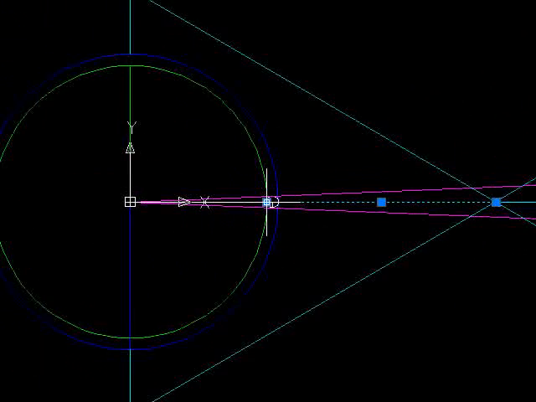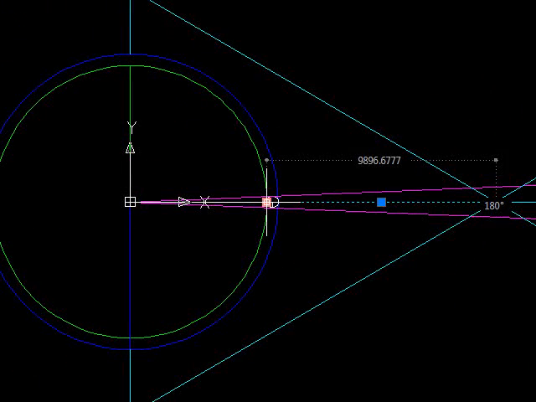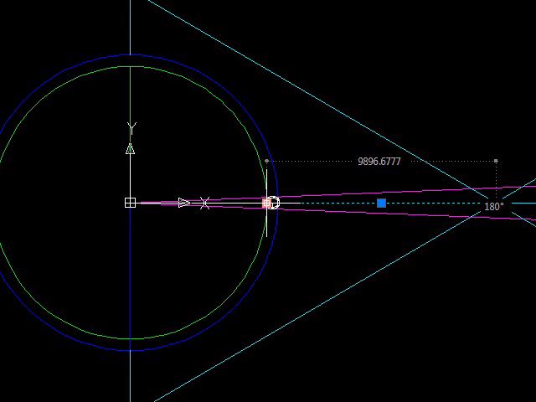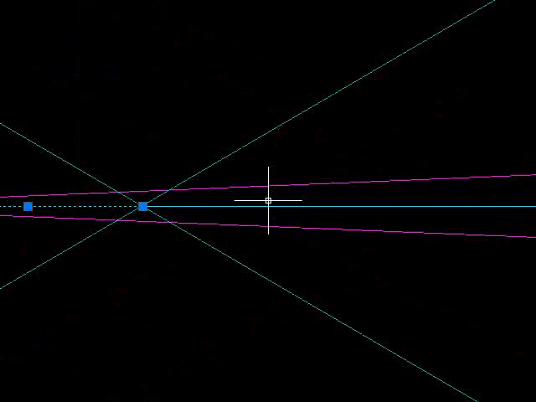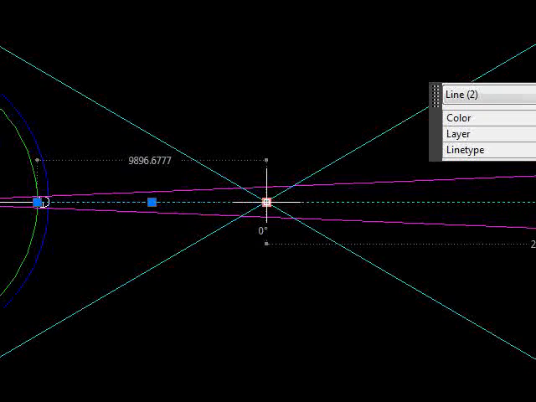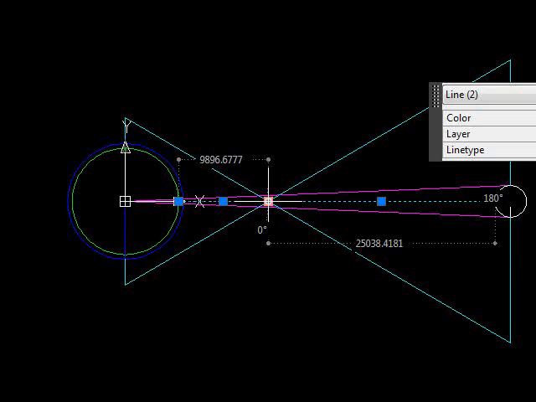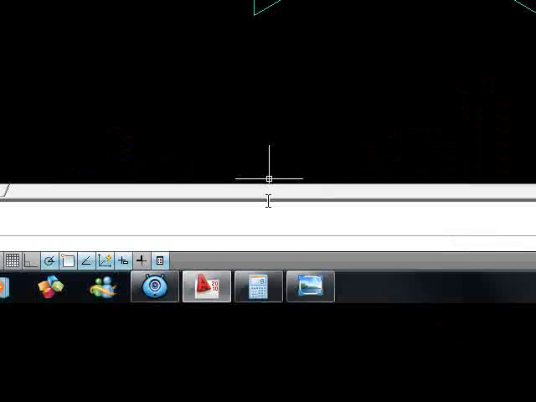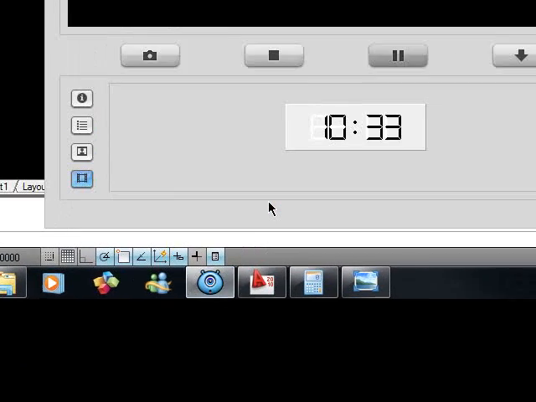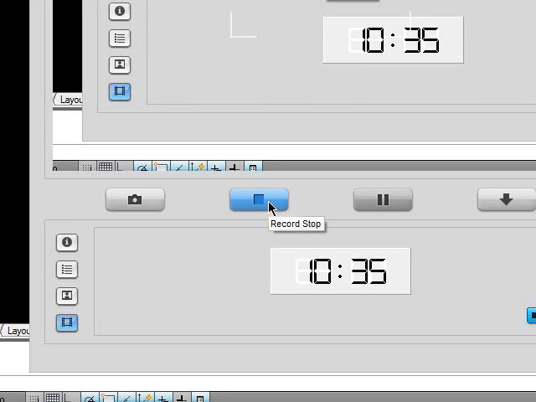Now you know the distance that the shuttle was when it was filming the Earth, approximately 9,896 kilometers, and from the moon it was 25,038.